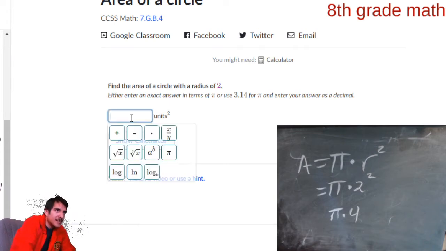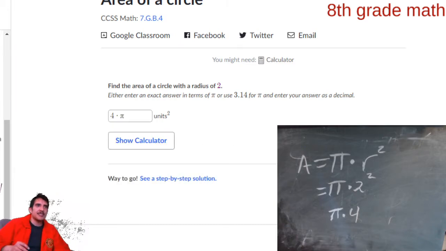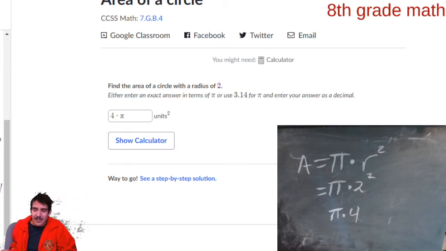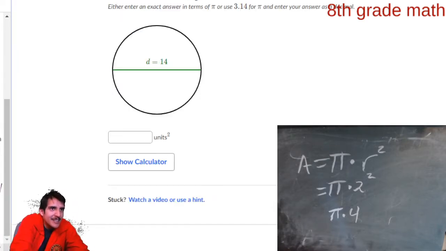And I think this one we can do exact answers. 4 times pi. Anytime you can do exact answers, anytime they give you that option, just do that option. Because believe me, it's going to make your life easier. Like, you see how easy that was? I just did pi times 4. I didn't even have to calculate anything. Pretty cool, huh? All right.